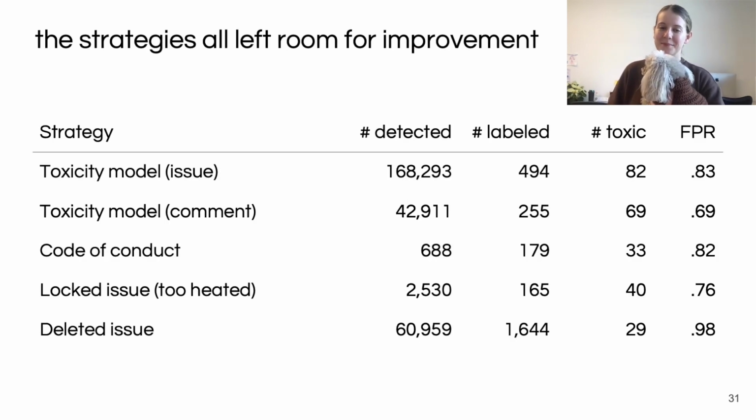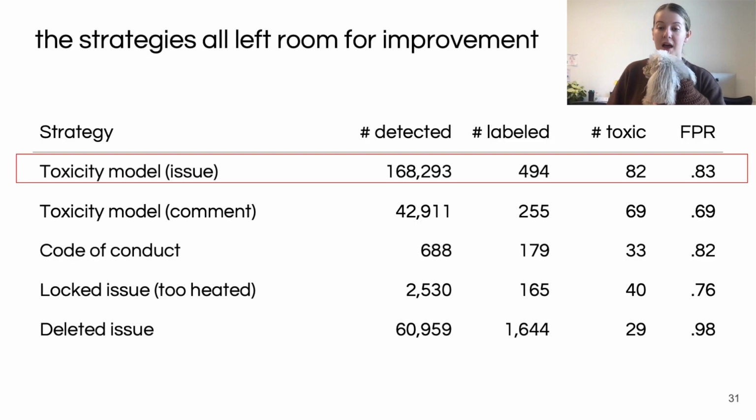One thing to note, though, is that all 5 of our identification methods had very high false positive rates. For example, we can see here that we had to label over 400 toxic issues that were identified by our toxicity model, and only 82 of those were actually confirmed toxic, giving us a false positive rate of about 0.83. This tells us that although we invested a lot of work into building this toxicity detector, it still performed very badly, which in and of itself underscores the need to learn more about open source toxicity so we can better identify it in the future.